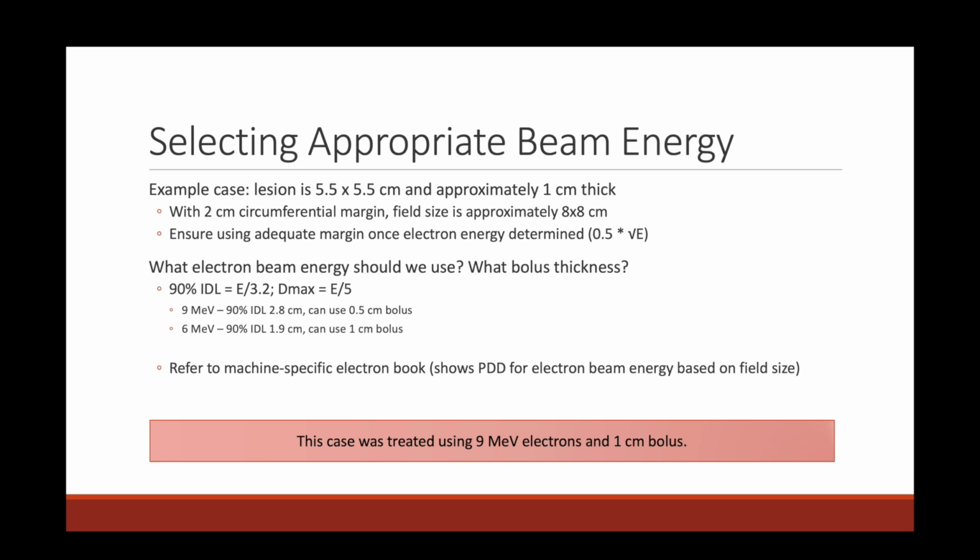Again, in practice, you'll refer to the machine-specific electron book, which shows the PDD for different electron beam energies based on field size specific to your machine. But these are just calculations that you can use, and it's really that 90% isodose line calculation that comes in most handy here to help us decide what energy beam we should use. In the case report, it was actually treated using a 9 MeV electron beam with a 1 centimeter bolus.